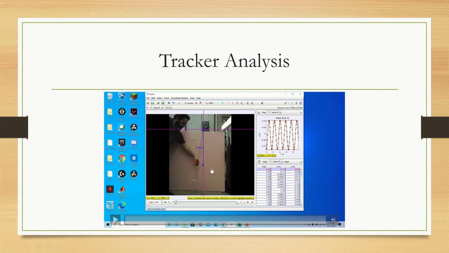From Tracker, we chose our axes to start at where the spring connects to the wall, and in the beginning of the video, we had the spring length being 0.7 to where the mass was resting, and then he picked it up, and we chose these frames.